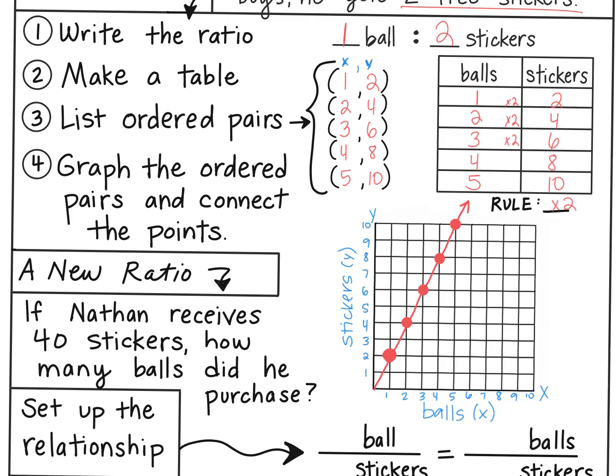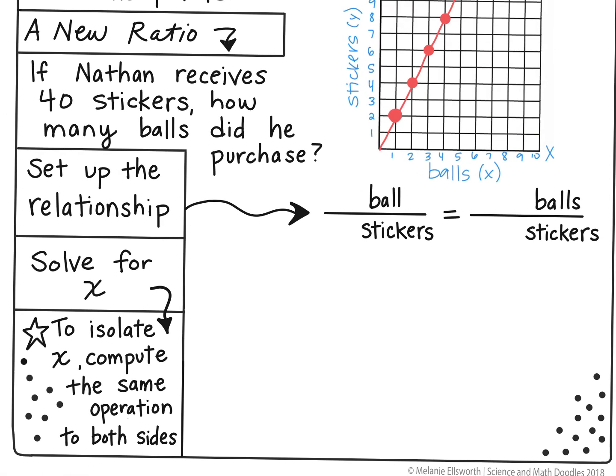Now, at the bottom it says, if Nathan receives 40 stickers, then what did he have to purchase to begin with? Could I figure that out based on the data that I have here? Yes, because I know that my rule each time is that I'm multiplying by 2. So if I have 40 stickers, how would I figure out how many balls he had to purchase? Divide by 2. I know that 1 ball is going to give me 2 stickers.